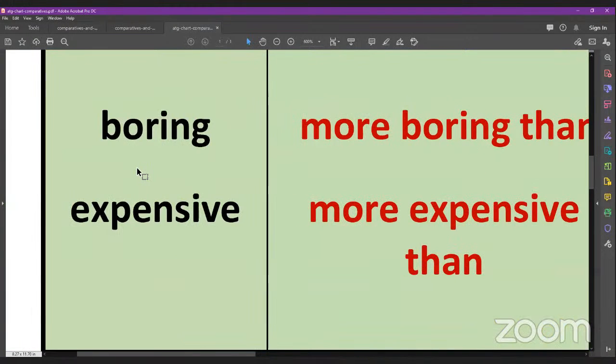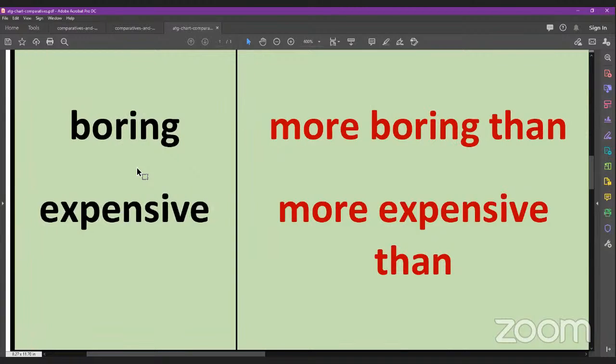Now, let's focus on adjectives with 2 or more syllables. Boring, 2 syllables. Expensive, 3 syllables. For these kinds of adjectives, we write the word more before them. Look, the word more and more. Boring, more boring than. Expensive, more expensive than.